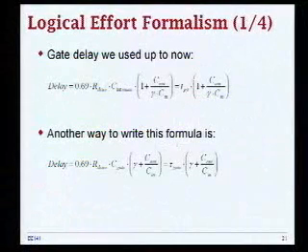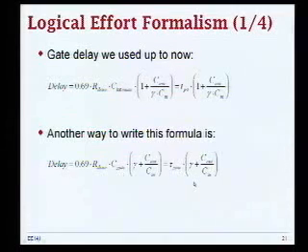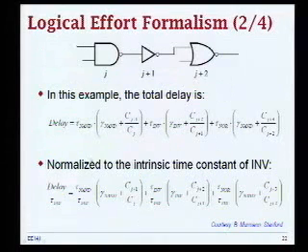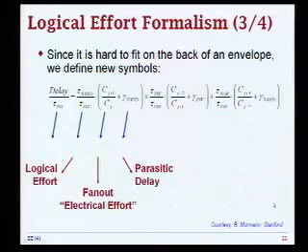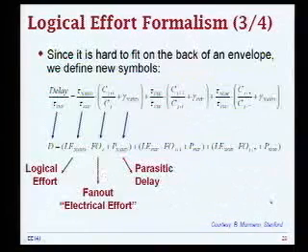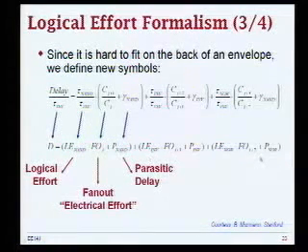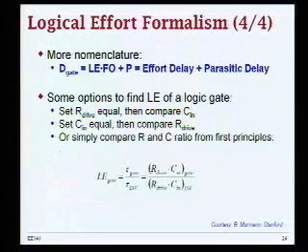So the first thing is, forget about C intrinsic. Let's express everything in terms of C gate. That gives us this formula. Then you normalize that delay to the time constant of an inverter, and then you write it into this expression. That is still too complicated. What happened with this equation? Okay, good. So then you introduce a couple more symbols, and then you come up with this very simple formalism for delay calculation.